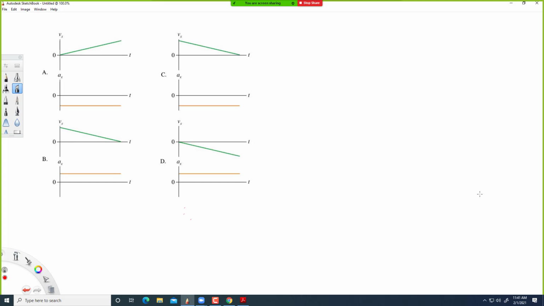So in this case, velocity is negative because it's moving to the left, and it's speeding up, so acceleration would also be negative.